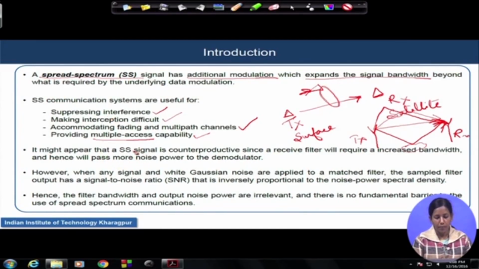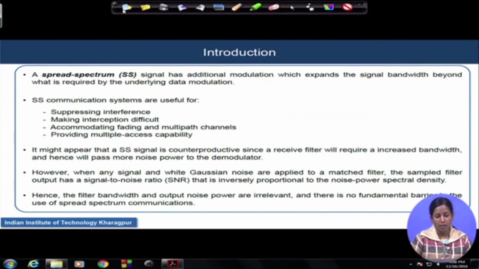Now, one may ask a question: when we are using the spread spectrum signal, suddenly the signal bandwidth has increased beyond the minimum required bandwidth. So in the receiver design, I need wider bandwidth filters to filter the signal after the antenna. Once the filter bandwidth has increased, am I not actually allowing larger noise power into my demodulator and detector circuit later on? It may seem that we are allowing, right?